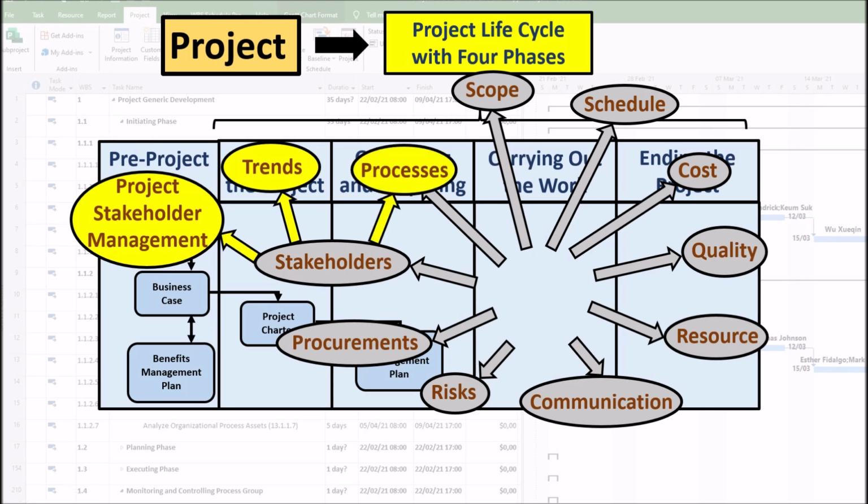Processes. We have two processes here. Managing stakeholder engagement. It is the process of communicating and working with stakeholders to meet their needs and expectations, address issues, and promote appropriate stakeholder involvement. This process helps ensure that stakeholders clearly understand the goals, objectives, benefits, and risks of the project.